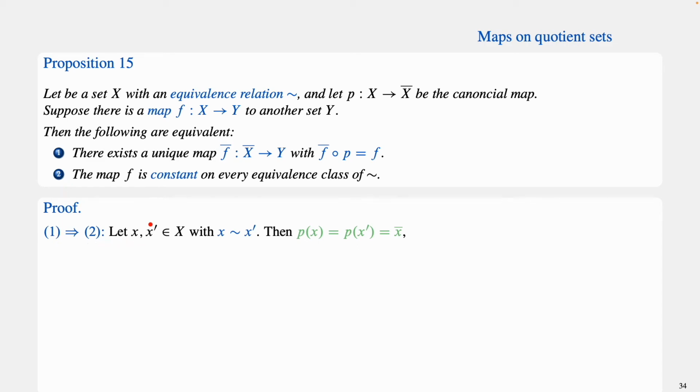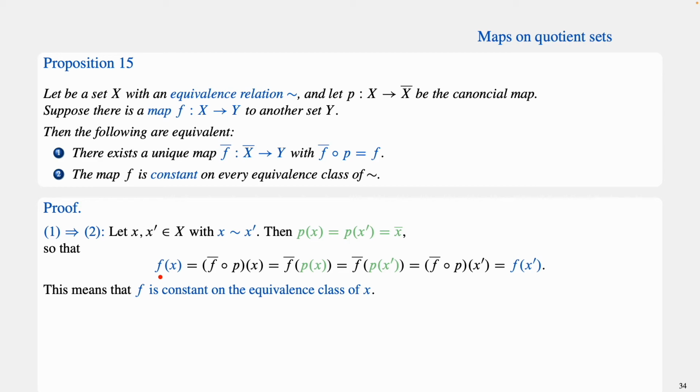So we need to prove that if we have such a map f bar with this property, then f is in fact constant on every equivalence class of tilde. Now, for that we take two elements, x and x prime, from our set big X, and we assume they are equivalent. What we need to show is that they have the same value under the map f. Those two being equivalent means that the canonical projection of x equals the canonical projection of x prime. So this is their equivalence class x bar in the quotient set.